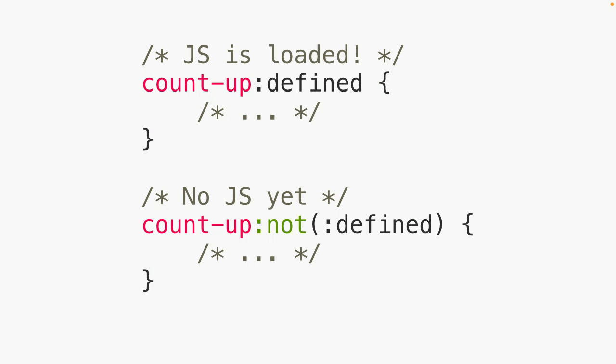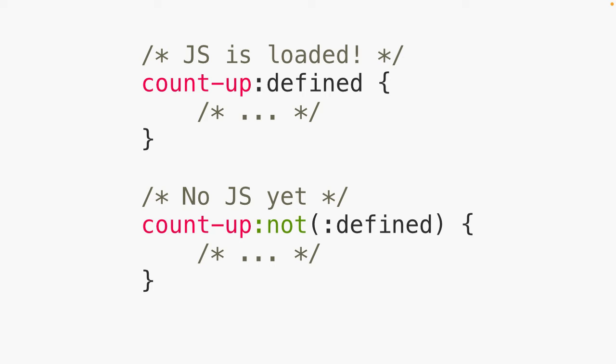You can even use CSS to detect when the JavaScript is ready with the defined pseudo class, and you can combine it with the not pseudo class to detect when JavaScript is not ready yet. So, for example, since the button isn't really usable or functional until our JavaScript loads, we might use display none to hide it under countup not defined.